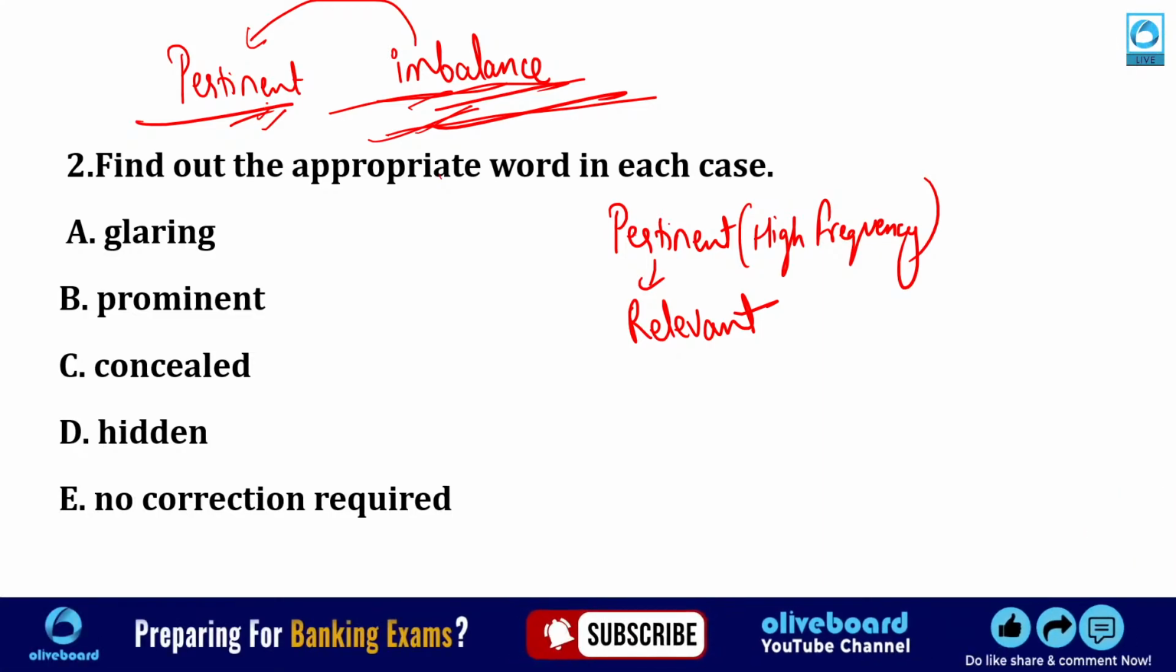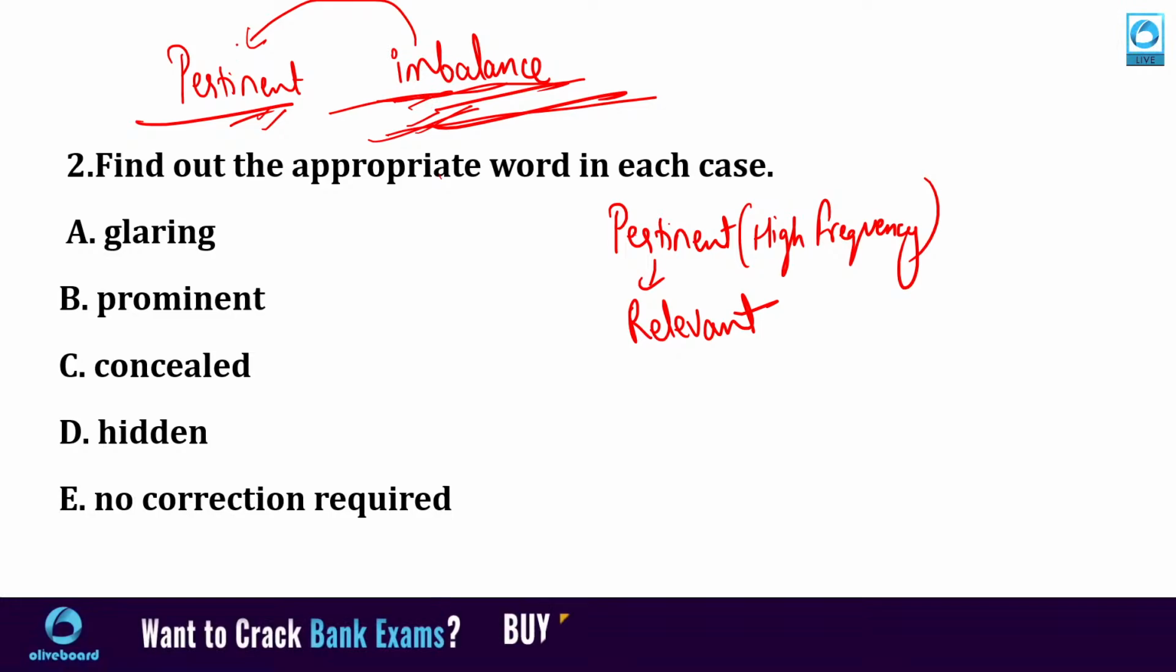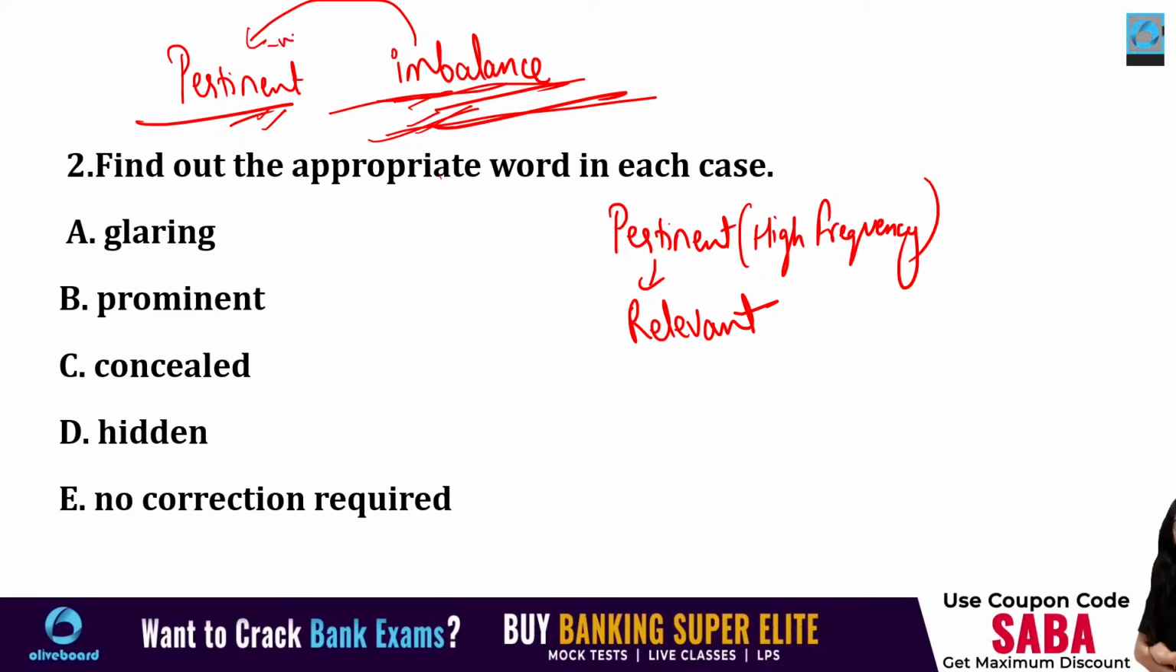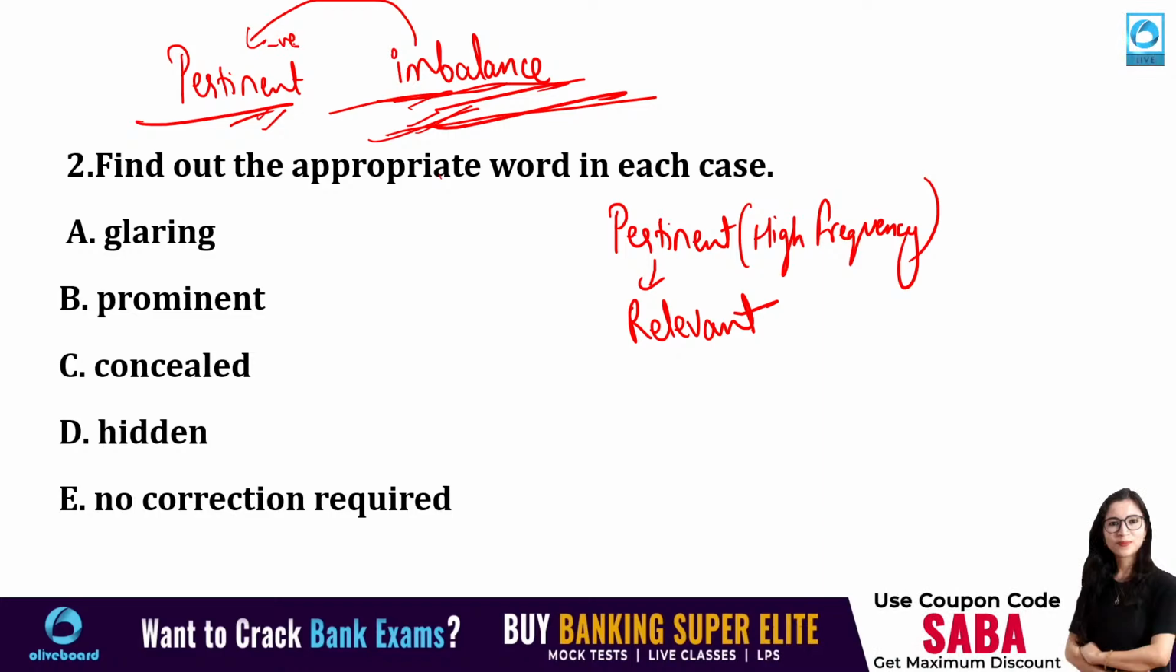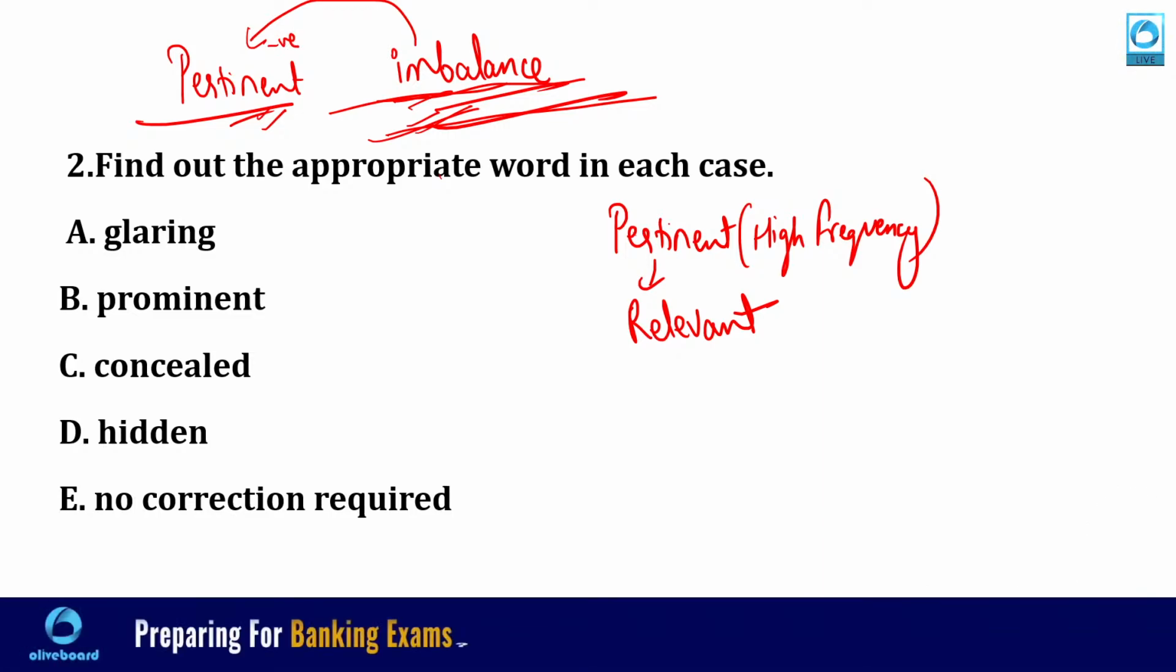Guys, no, please try to understand what I'm telling. Imbalance word is given here. So can we use pertinent imbalance? Relevant imbalance can never be. We need a negative word here to qualify imbalance, because this is a huge imbalance. Okay. So we need a negative word.